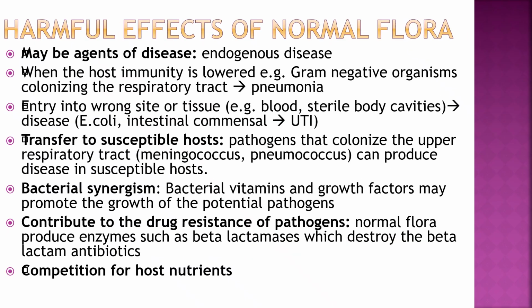Harmful effects of normal flora: may be agent of disease, endogenous disease, when the host immunity is lowered, for example gram-negative organisms colonizing the respiratory tract cause pneumonia. Entry into wrong site or tissue, for example blood or sterile body cavities, causes disease; E. coli, an intestinal commensal, causes urinary tract infection. Transfer to susceptible host: pathogens that colonize the upper respiratory tract, meningococcus and pneumococcus, can produce disease in a susceptible host.